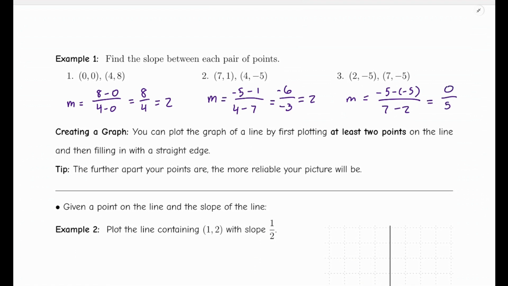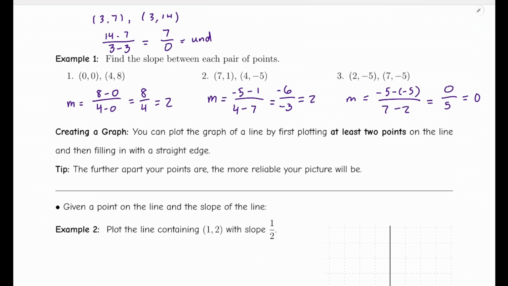Now here's the important quantity. When you have 0 on the top, you will get 0. But for example, if we did (3, 7) and (3, 14), this would be 14 minus 7 over 3 minus 3, which is 7 over 0. When 0 is in the denominator, this is undefined. So be careful and pay attention to where the 0 is located.